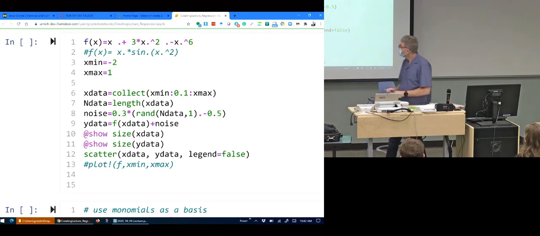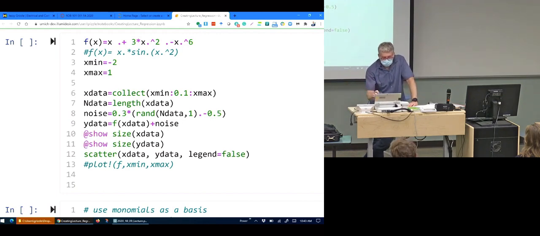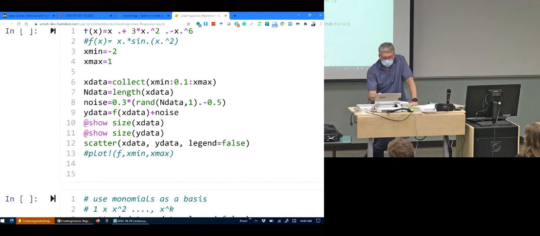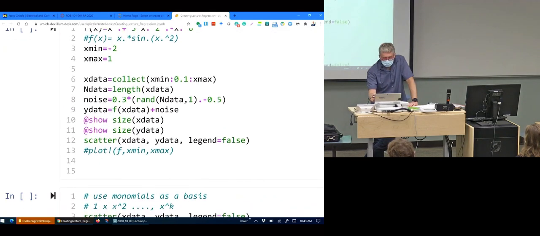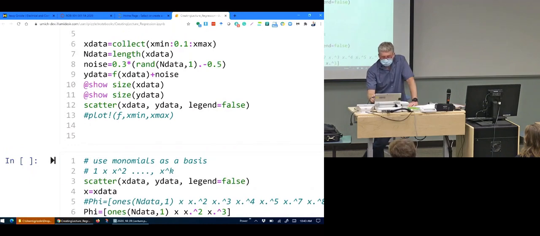So we'll do this first function. The function is, on the first line, f of x is x plus 3x squared minus x to the power 6. Now, in a real problem, you do not know the function that is generating the data, okay? So I shouldn't have even let you see this, but this is how I generate my data. Putting x min as -2 and x max as 1, I build a data vector that goes from x min to x max in increments of 0.1.